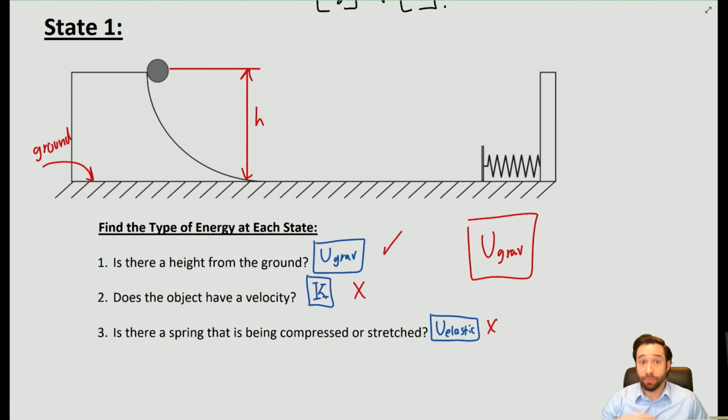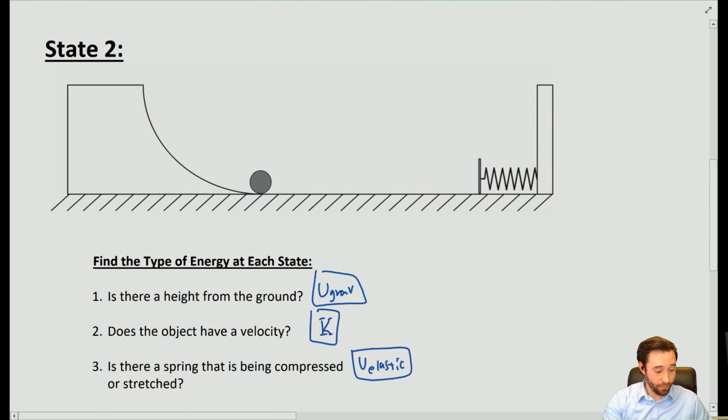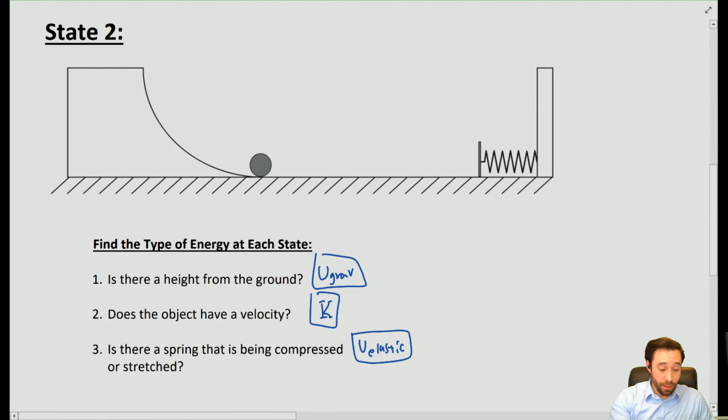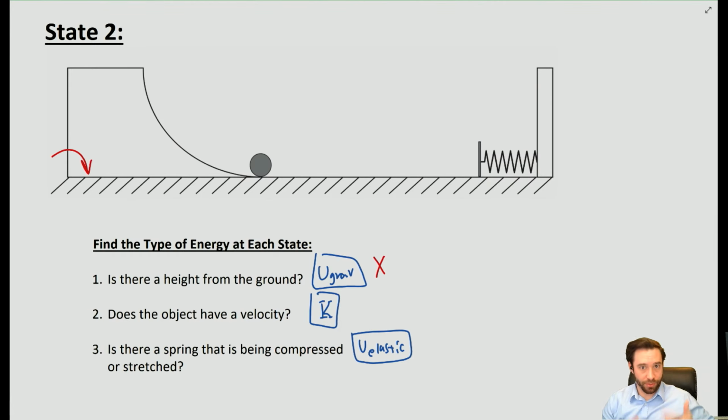Alrighty. At state 2, this is where we're at. So the object has reached the bottom of the ramp. And remember that this line right here represents the ground. So is there a height from the ground? No, it's sliding across the ground. And we are also assuming that the object is not rolling, it's just sliding, because that introduces rolling friction and stuff like that, and moment of inertia. But we're just going to assume that it's sliding. There's no friction and there's no air resistance. So all the energy is conserved.